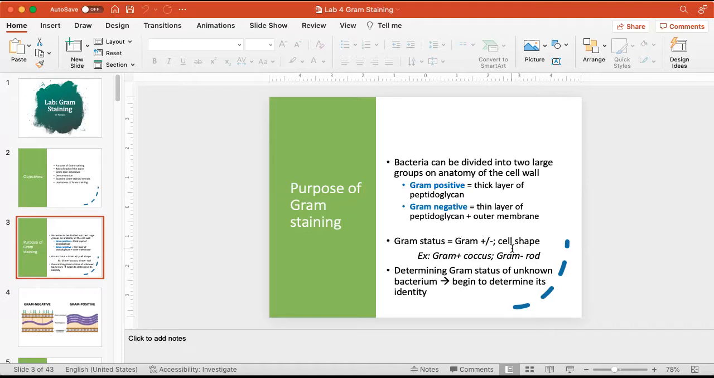Gram staining is the very first thing we do when we get a sample of unknown bacteria into the lab. The very first test we run is the gram stain. Once we place that unknown bacterium into a gram status group, then we can continue on with diagnostic testing in order to determine its identity.